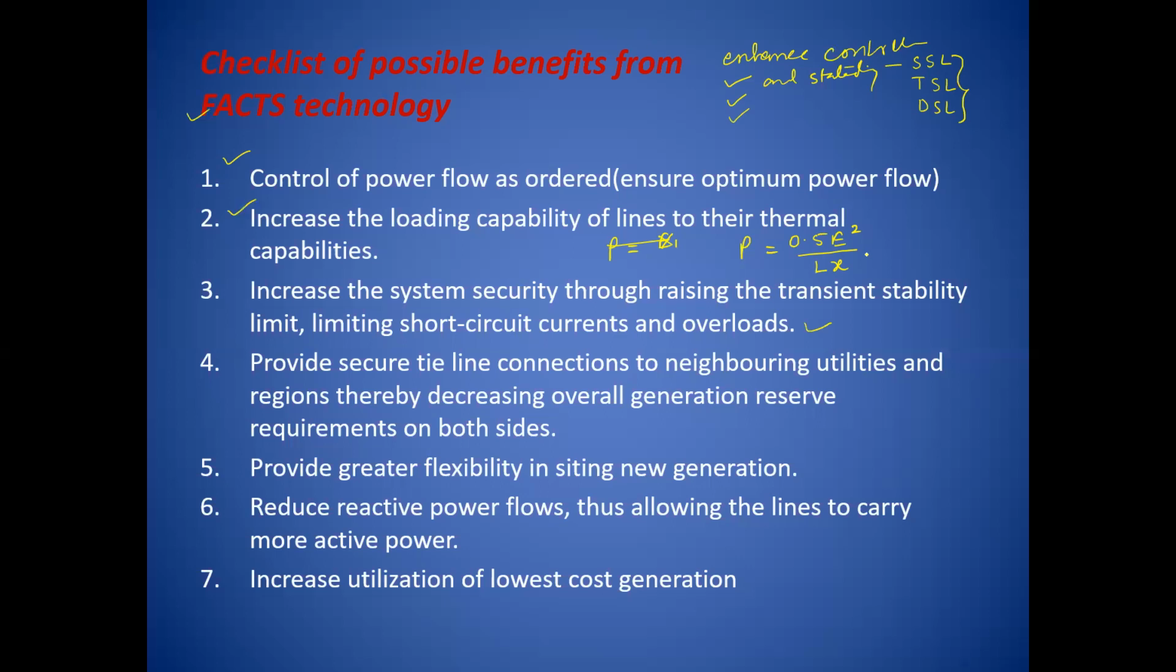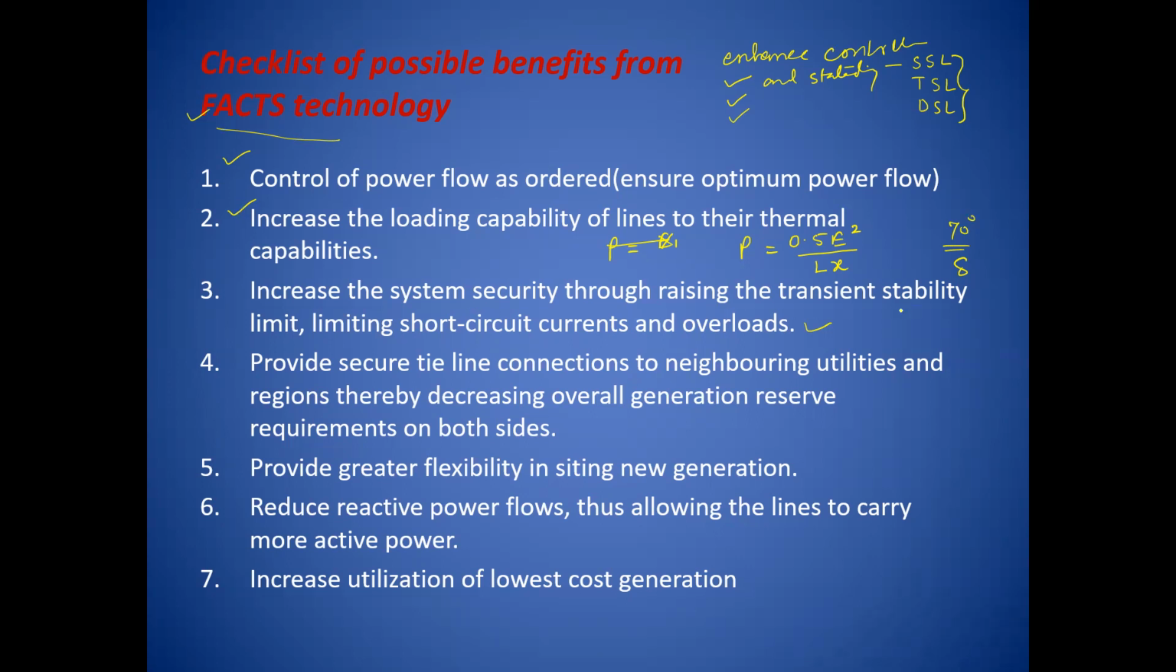But we always operate the system below the calculated value. Suppose the calculated value is 70 degrees, but we never operate at 70 degrees. We operate our angle delta less than the calculated value from the stability and security point of view. And therefore our objective in using FACTS technology is to increase the security of the grid, to avoid cascade tripping of the power generating units, isn't it?